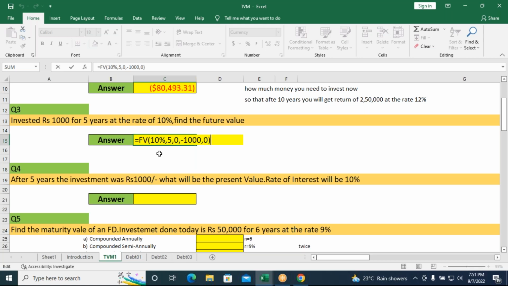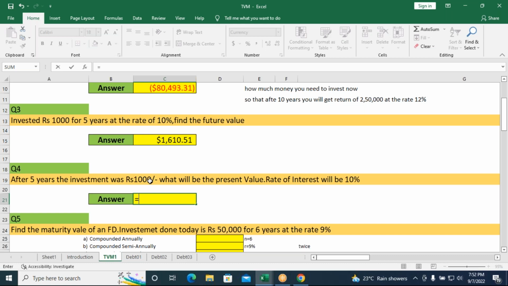So fourth one, let's try to do it. Let's see the question first. After 5 years, the investment was rupees 1,000. What will be the present value, where the rate of interest is 10%? So what am I looking for? Present value. Yes, because at the end of 5 years, I'm going to get 1,000 rupees. So I'm looking for present value. Then I should put the function PV, that is present value.